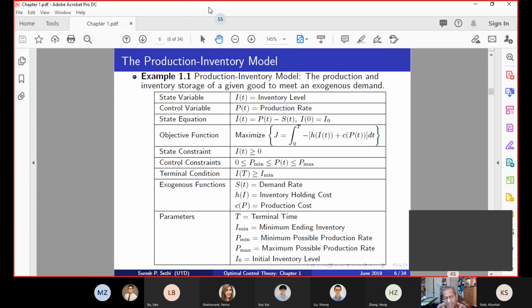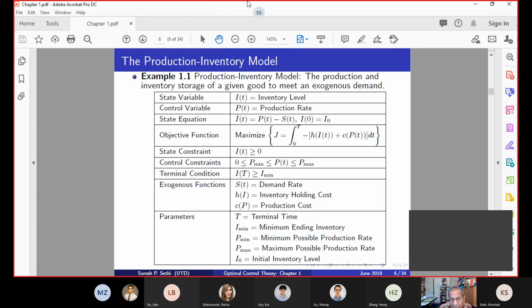So at any given time t, I have the inventory. I(t) is the level of inventory at time t. Given that inventory at time t, I want to decide how much to produce. P(t) is the rate of production at time t. So that's my control variable, my decision variable. Control variable and decision variable are synonymous.